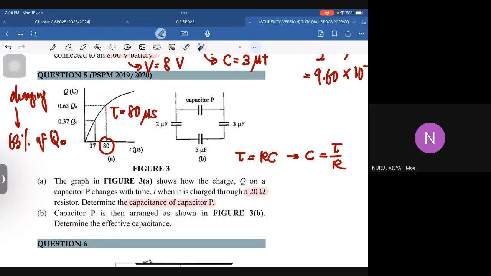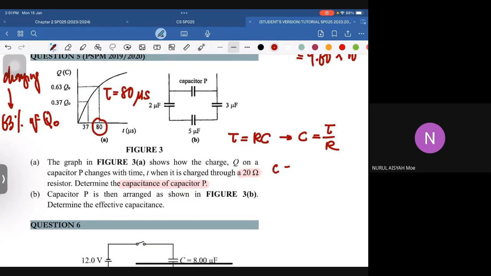Okay, so sekarang tu kita sudah dapat. So substitute je lah. 80 mu. Jangan lupa ada mu di sini. Kamu mesti tengok unit graph tu. Jangan terus ambil value. R dia 20 ohm. So that is just 20. So from here, kalau kamu calculate, you will get 4 micro. Alright. Okay, so that is the capacitance of capacitor P lah.